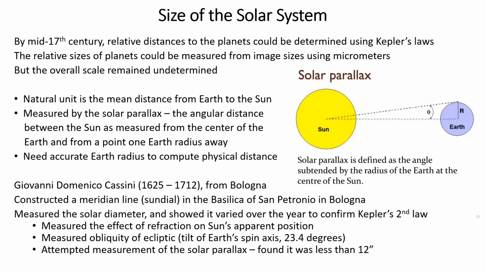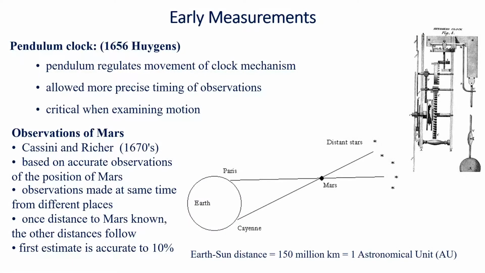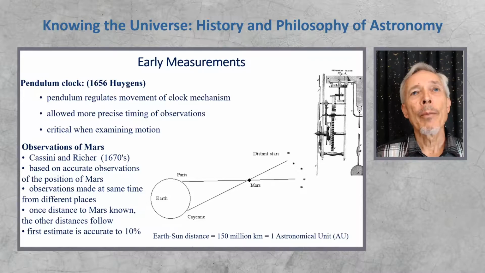He was the first to measure the obliquity of the ecliptic, which is the tilt of the Earth's spin axis, just under 23.5 degrees. And he attempted a measurement, the first real measurement of the solar parallax, but he didn't get an actual number. He got a limit, finding it to be less than 12 arc seconds. And so we have the early measurements.